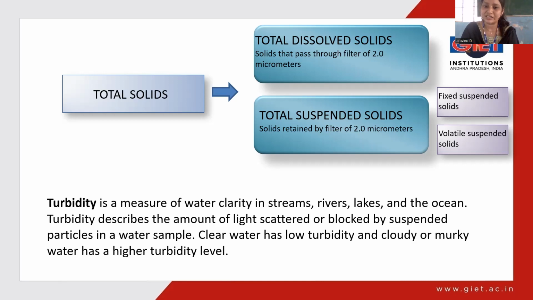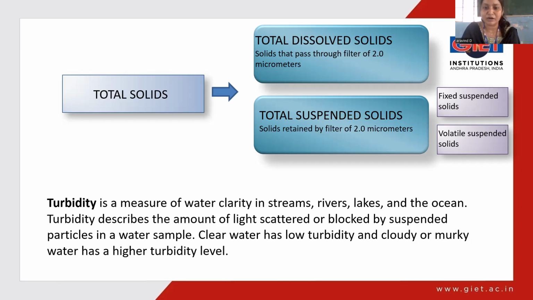So what are these particles doing? They are not allowing the light to pass through. They are acting as opaque objects, which restrict the light from passing through the beaker and coming out from the other side. So this is nothing but turbidity. Turbidity is mainly caused because of suspended solids only.